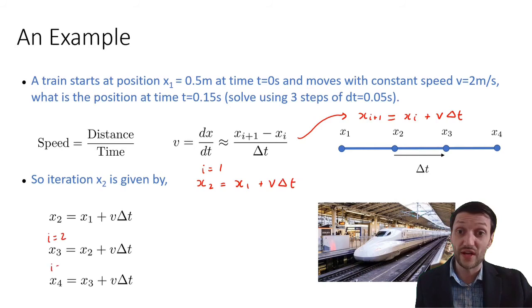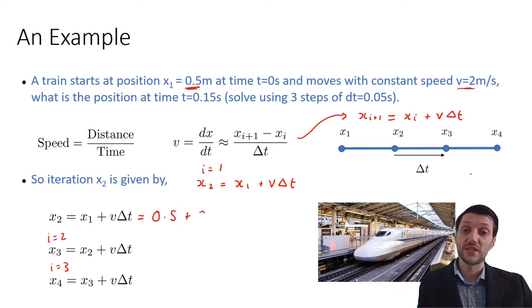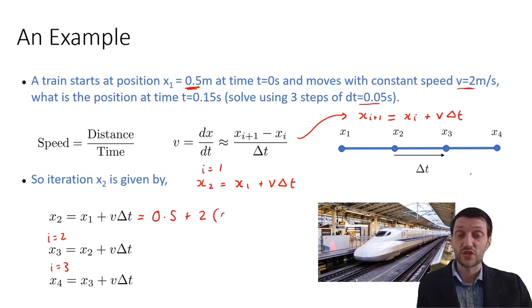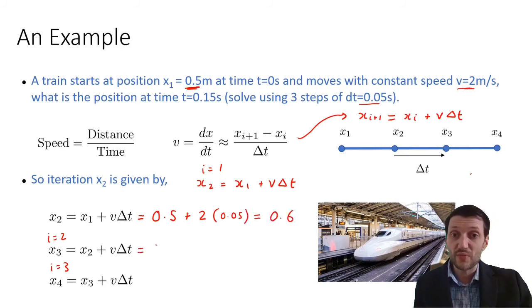Now we're told x1 is 0.5. So what this means is we can write the equation for x2 as basically 0.5 plus the velocity, which is 2, times delta t, which is just some small step. And you can choose this to be whatever you want. You just have to make sure it's not too big. And so if we do that first time, we know the value at x2 is 0.6.